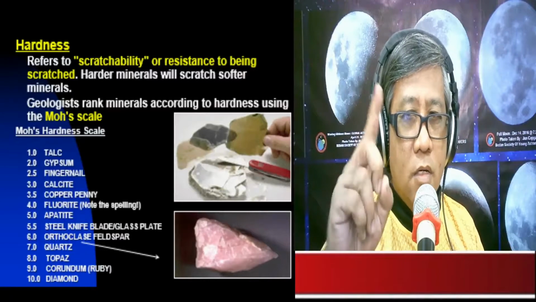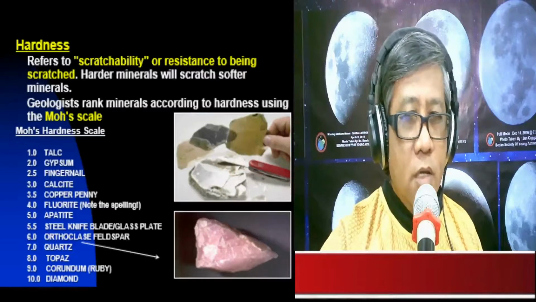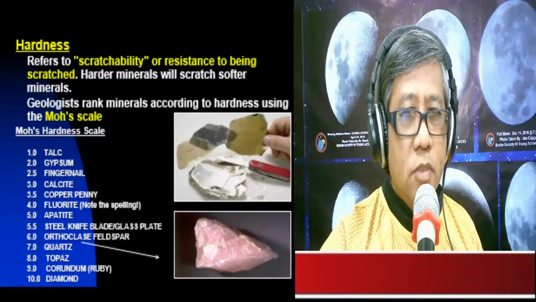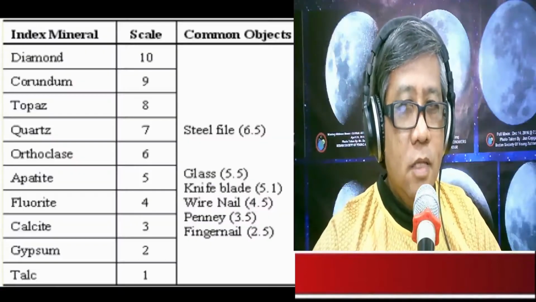Diamond is the hardest known mineral here on earth. So diamond can scratch ruby, but ruby cannot scratch diamond. So that's the principle behind the Mohs hardness scale. Now let's take a look again at the Mohs hardness scale.